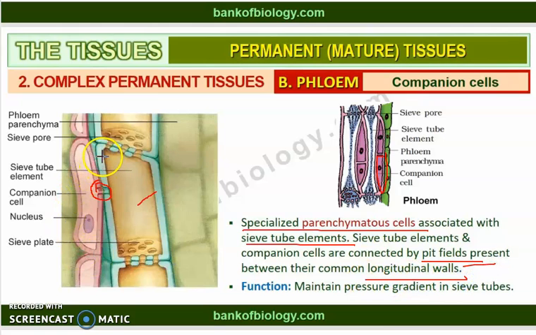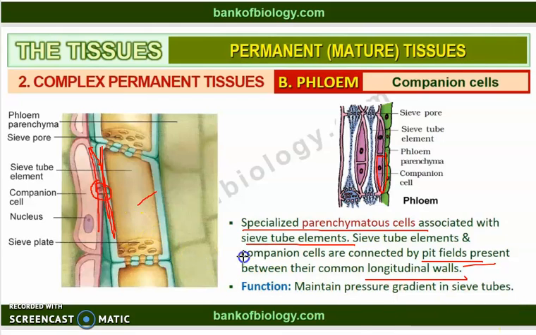So this is the longitudinal wall, that is axis, not wall. So this is the longitudinal axis of the companion cell, and this is the longitudinal axis of the sieve tube element, right? So this is the sieve tube element, this one is the companion cell. So they both can connect to one another. They are connected to one another by the pit fields present between their common longitudinal walls.